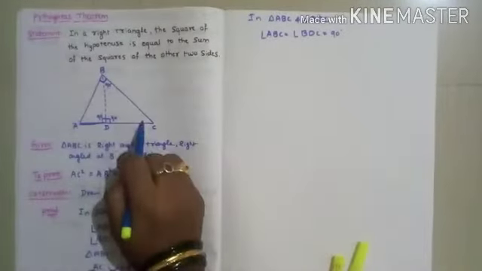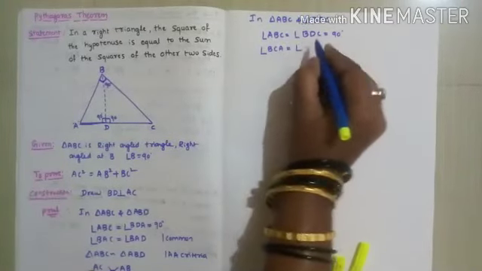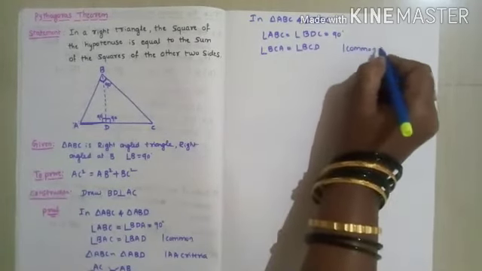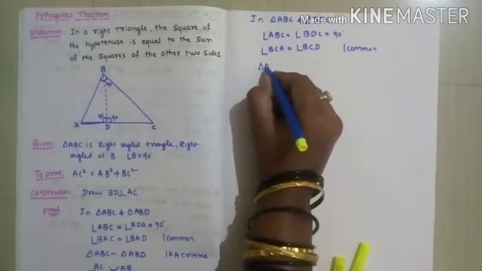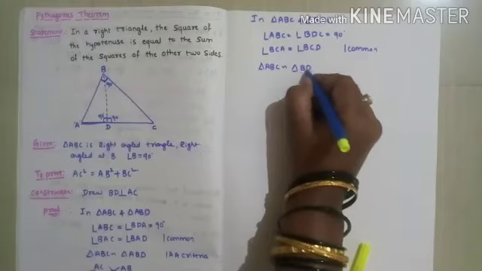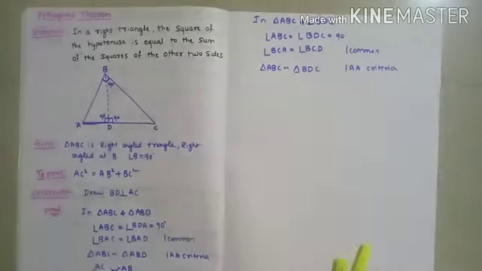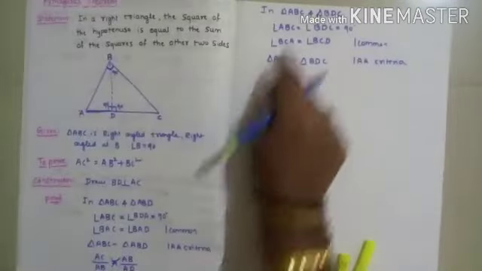Now the common angle is there here also. So in triangle ABC, BCA is equal to BCD, which is common. By AA criteria we can say that triangle ABC is similar to triangle BDC by AA criteria. Now similarly we can write the corresponding sides, like here we have written, like that only we have to write for these two triangles also.